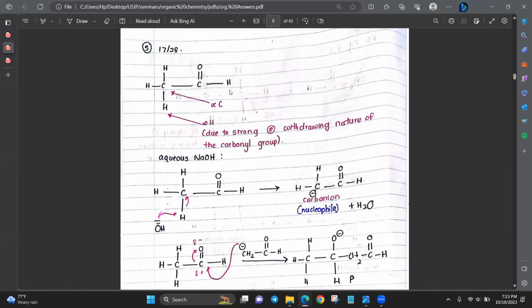Now in an aldehyde, this is the carbonyl carbon, right? Due to this carbonyl carbon there is an electron withdrawing nature. Why? Because oxygen is there. So oxygen is delta minus, carbon is delta plus. Due to that electronegativity difference, the electrons are withdrawn this way. Due to this electron withdrawing nature of the group, the carbon adjacent to the carbonyl carbon gets an acidic nature. This carbon is called the alpha carbon and this hydrogen is called the alpha hydrogen. This hydrogen is acidic because of the strong electron withdrawing nature of the carbonyl group.